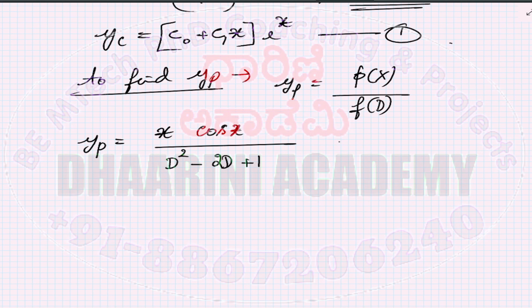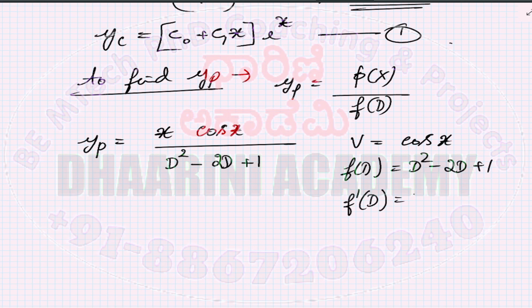Okay, so now we observe that v is equal to cos x, f of d is equal to d square minus 2d plus 1, and we have f dash of d as 2d minus 2, which can be written as 2 times d minus 1.